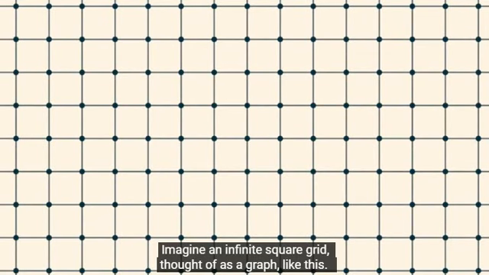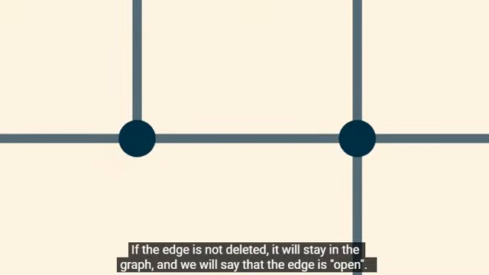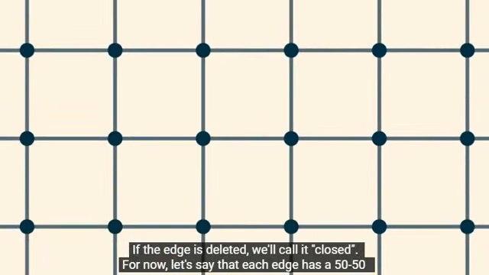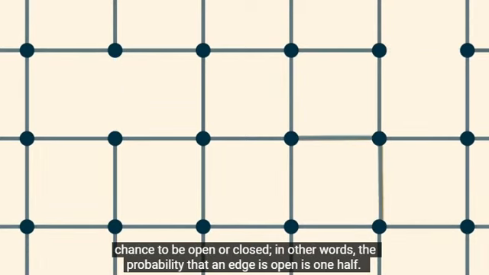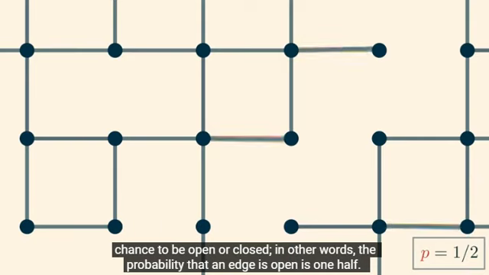Imagine an infinite square grid thought of as a graph like this. Now, each edge in the graph will randomly decide whether or not to be deleted. If the edge is not deleted, it will stay in the graph, and we will say that the edge is open. If the edge is deleted, we'll call it closed. For now, let's say that each edge has a 50-50 chance to be open or closed. In other words, the probability that an edge is open is 1/2.